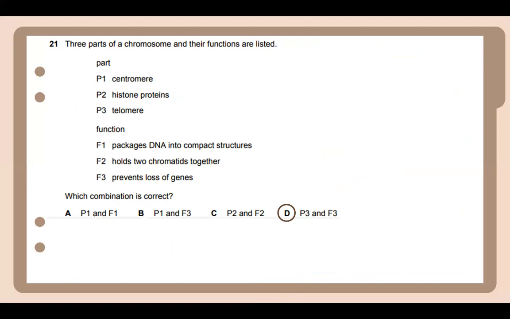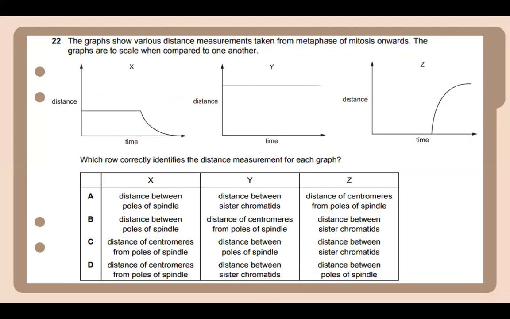The function is to prevent loss of genes. The graph shows various distance measurements taken from metaphase of mitosis onwards. The graphs are to scale when compared to one another, which will correctly identify the distance measurement for each group. The answer will be C.